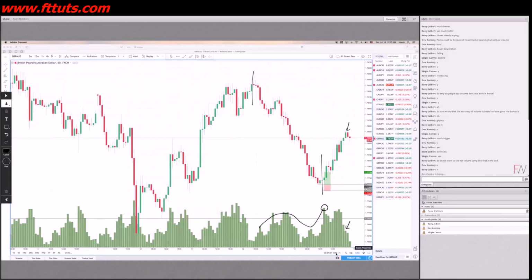Again, if it occurs at the beginning, then it means a whole different thing. It means they're trying to initiate. But if it happens at the end of the trend, it means they're trying to get out. Inversely speaking, at the end of the trend, it also means initiate.